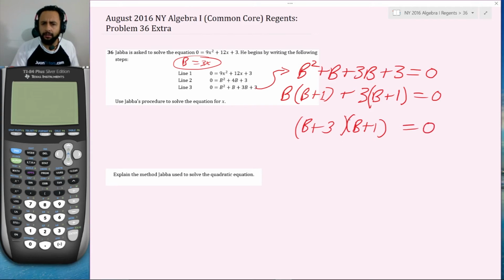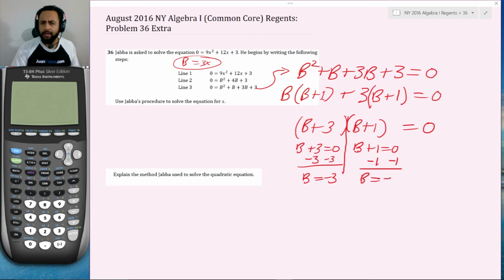And then I get, as before, I split this up using the zero product property, b plus 3 equals 0. I subtract 3, and I get b equals negative 3. And then here I get b plus 1 equals 0 by the zero product property. If the product equals 0, one of the factors is 0, subtract 1. And I get b equals negative 1. And I am not done because I do have to solve the equation for x, not for b. So 3x equals negative 3. And I divide by 3. And I get x equals negative 1.